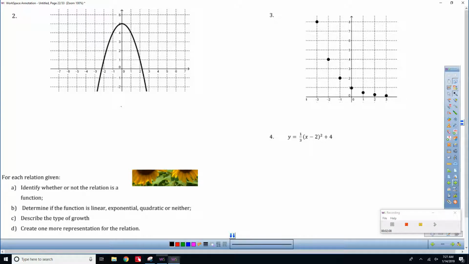Okay, so is it a function? This one is a function because it passes the vertical line test. Okay, so yes for A.